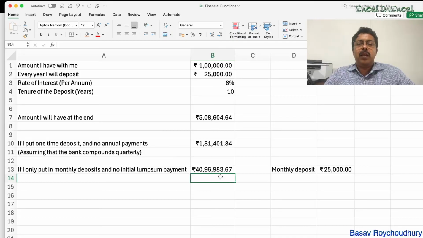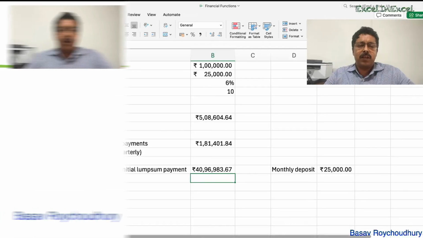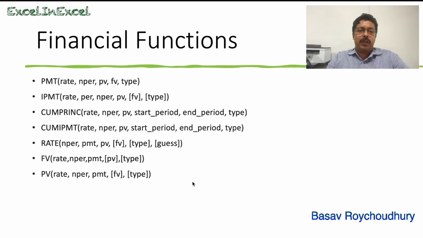So if I make a deposit of 25,000 every month for 10 years and the annual interest rate is 6%, then my final amount would be around 40 lakhs 96,000 or rather 97,000. Next, the function is PV, the present value.